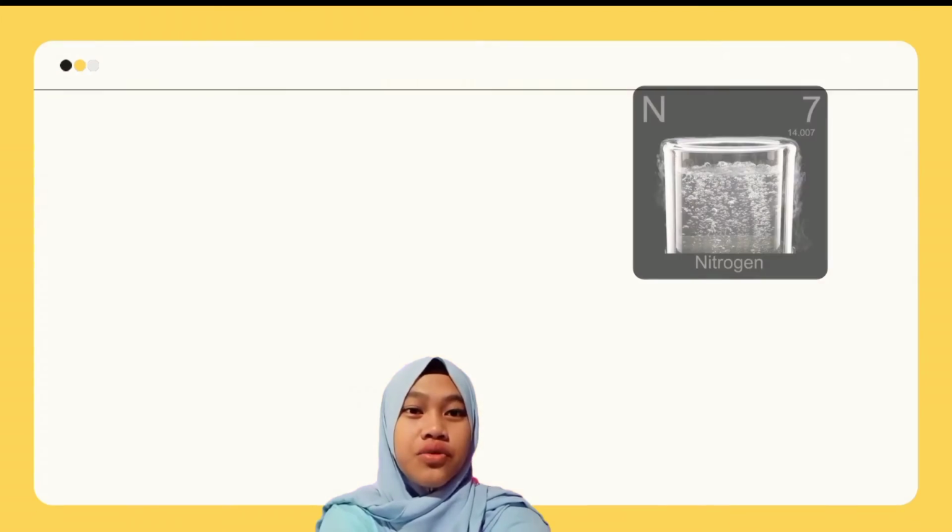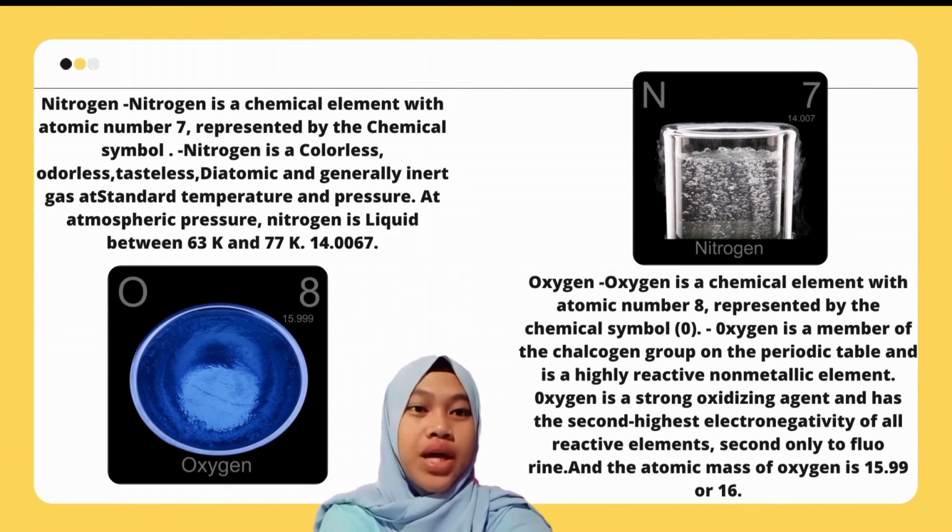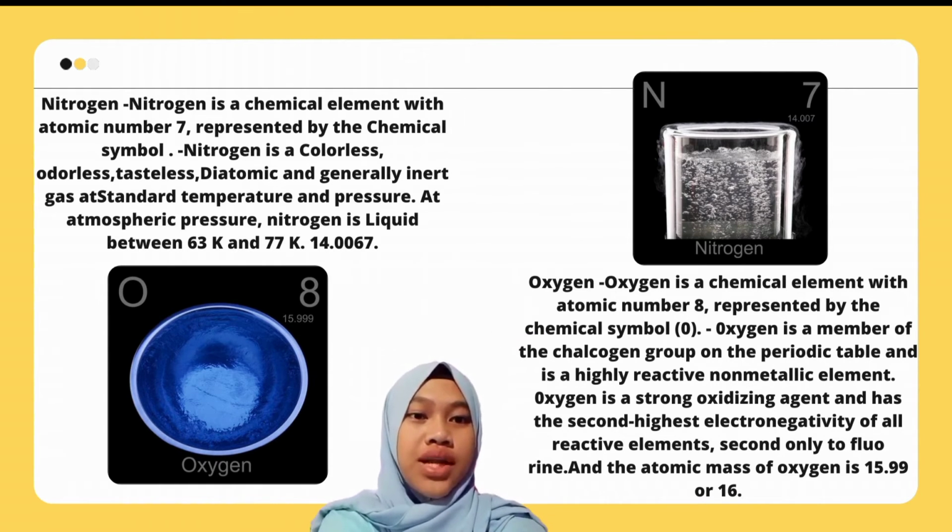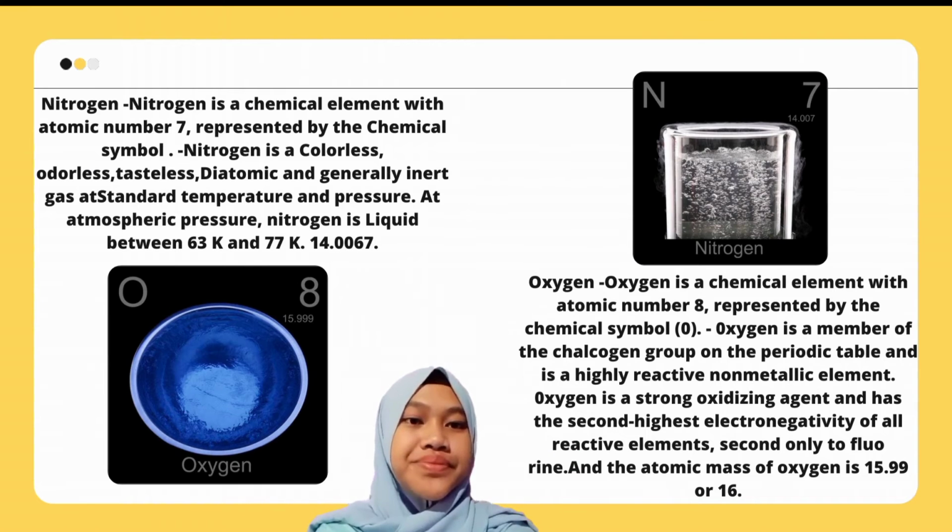Nitrogen. Nitrogen is a chemical element with atomic number 7, represented by the chemical symbol N. Nitrogen is a colorless, odorless, tasteless, diatomic, and generally inert gas at standard temperature and pressure. At atmospheric pressure, nitrogen is liquid between 63 Kelvin and 77 Kelvin, and the atomic mass of nitrogen is 14.01.